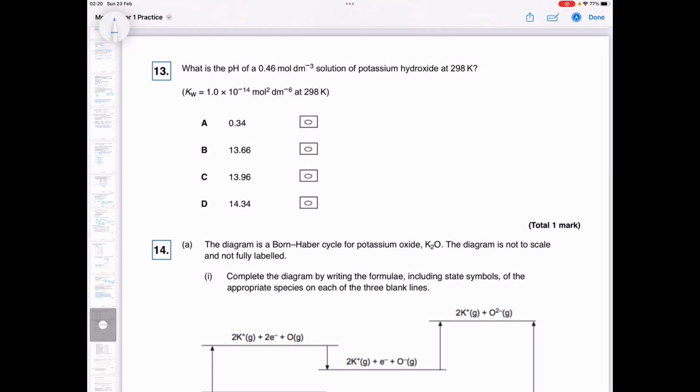So in this next question, we're looking at the pH of a 0.46 mole per decimetre cubed solution of potassium hydroxide, another strong base. So KOH is equal to the concentration of OH minus. It's fully dissociated in solution and 1:1. So 1 times 10 to the minus 14 is equal to 0.46 times the hydrogen ion concentration. So H plus is equal to 1 times 10 to the minus 14, Kw, divided by 0.46.